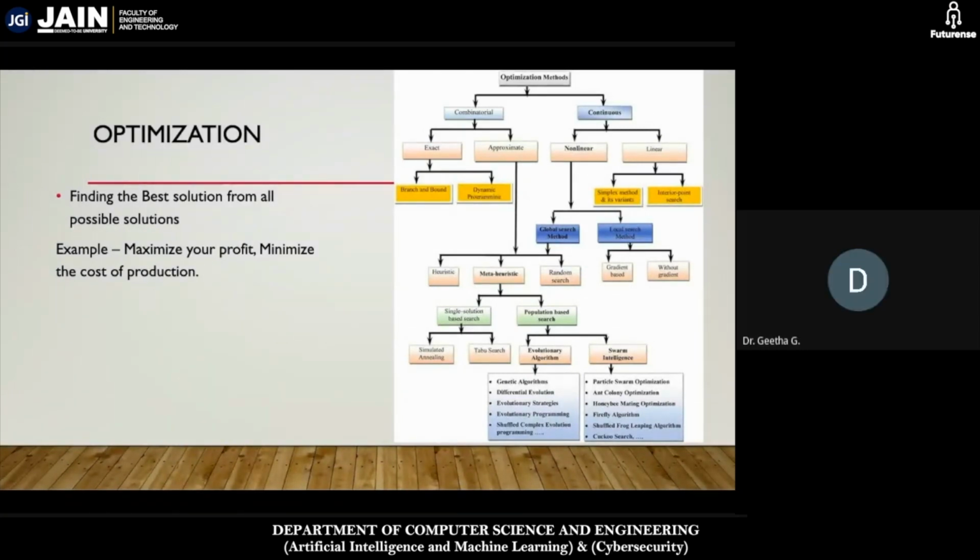Okay. So we were talking about the optimization techniques. Depending upon the problem in hand, you need to decide what kind of algorithm you need to choose. Whether it is linear or non-linear, whether it is exact or approximate, whether it is heuristic or random search, whether it is evolutionary, whether it is simulated or anything. Depending upon the problem you have, you have to choose a particular algorithm.